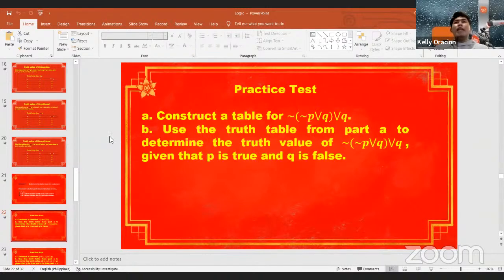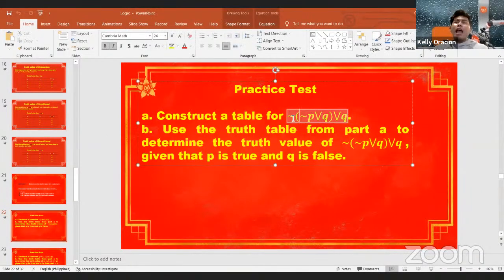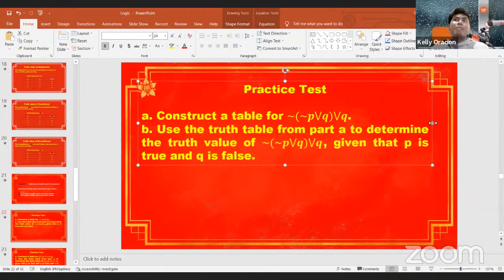So sir, how do we solve this? This is our practice test: construct a table for this one, and we are going to determine the truth value if P is true and Q is false. By the way, let's go to Microsoft Word so it's easier for me to encode, and I will be presenting my solution there. I will save it too. Okay, wait for a while. I'll open Microsoft Word.